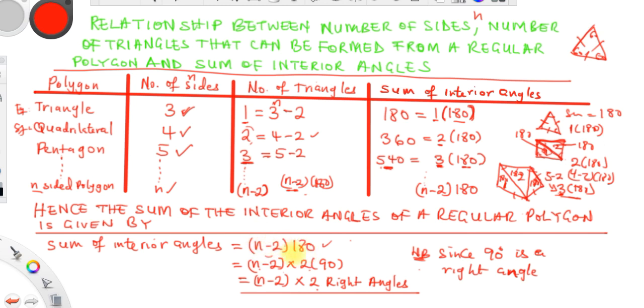Then just multiply the number of triangles by 180. Because if the number of triangles that can be formed is 1, then the sum of the interior angles is 180 times 1. If you get 2 triangles, each with 180, it's 180 times 2, then you get the sum. So in that order, guys, it is very simple.